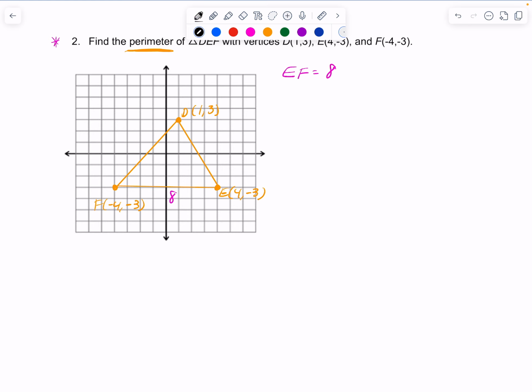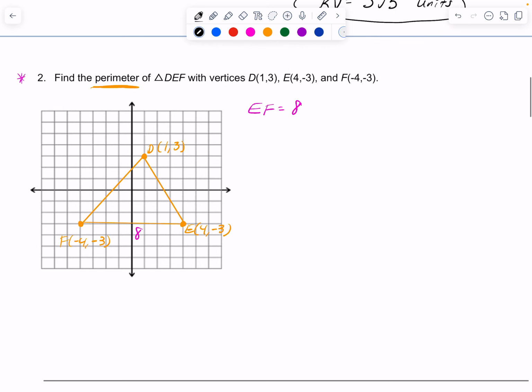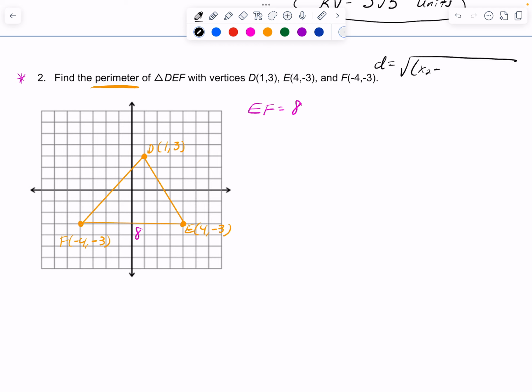Okay. Now for the other ones, since they are not horizontal or vertical, I am going to write down the distance formula, because I'm going to use it. All right. So if you forgot this, you should in your binder have this reference sheet, which includes it. So take that out, because we're going to use it to find my 2 other side lengths. So I'm going to start with DF.